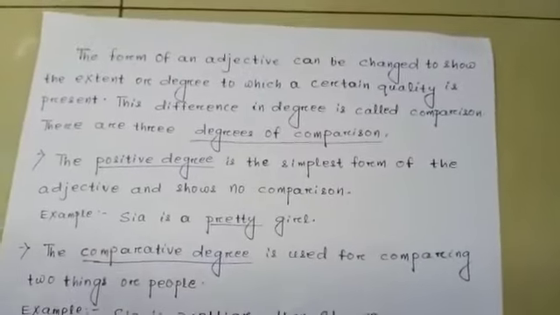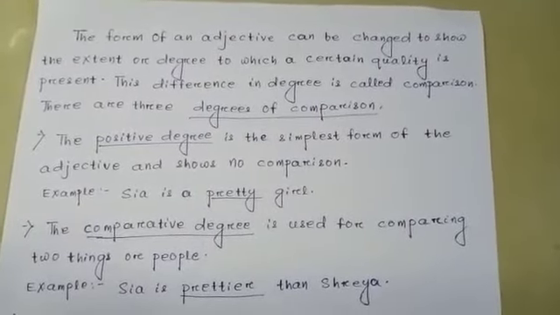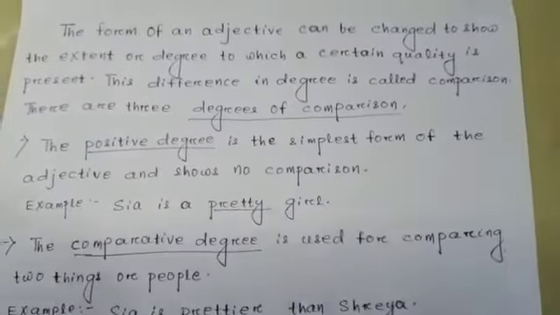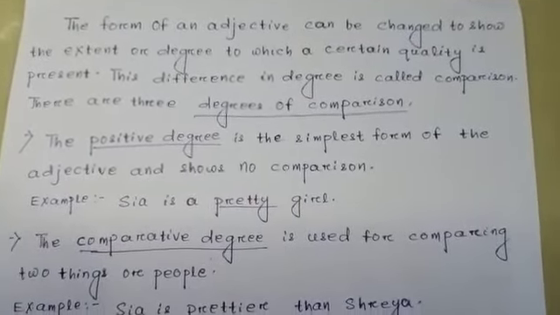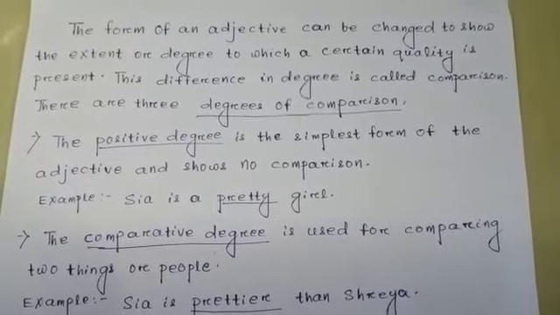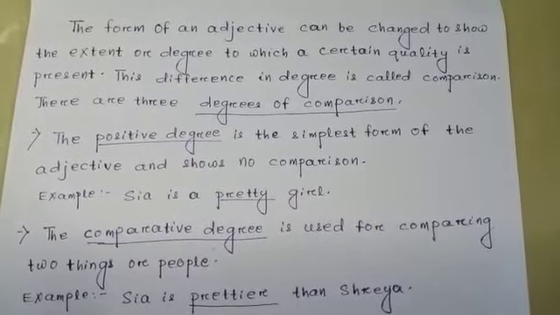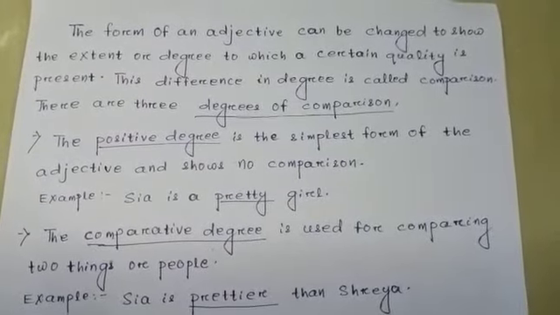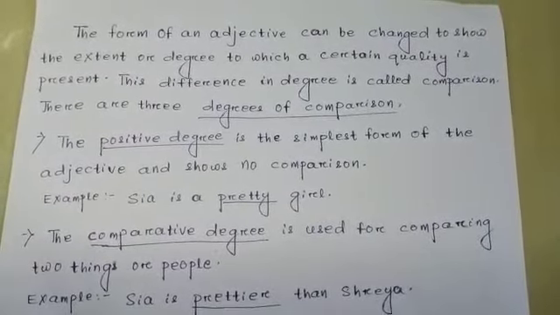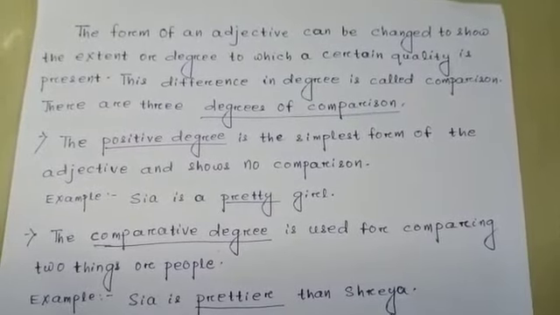So here you can see the form of an adjective can be changed to show the extent or degree to which a certain quality is present. What do you mean by that? To show the extent or degree to which a certain quality is present. That means there are normally 3 degrees of comparison, and they show the extent or degree of a certain quality.